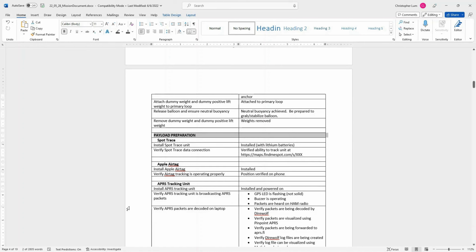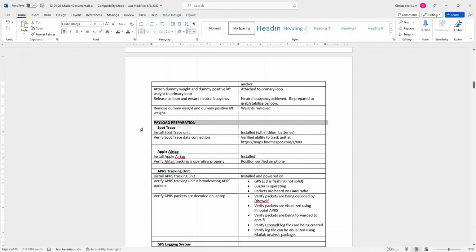So let's talk about what goes into our payload. Obviously we talked about this earlier. We had our SPOT Trace unit. So we installed it, turned it on, and the nice thing about the SPOT Trace unit is they actually provide a URL for you to go to, and you can see exactly where that piece of equipment is located. I've obviously blanked out the URL for my unit, but when you sign up with your SPOT Trace unit, you will have a unique URL that you can go to. And this is going to be critical when it comes down to recovery. It turned out we heavily relied on the SPOT Trace to recover the payload.